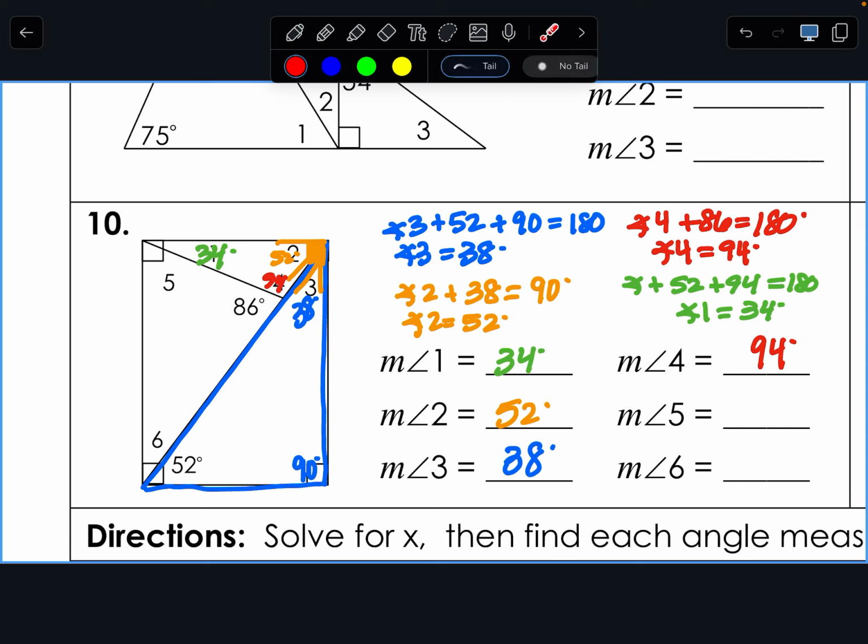Now for these last two angles, how much is this corner? 90. And I have one piece, so that means the other piece is just 90 minus 34 and 90 minus 52. So I can say angle 5 plus 34 equals 90 degrees, and angle 6 plus 52 equals 90 degrees.